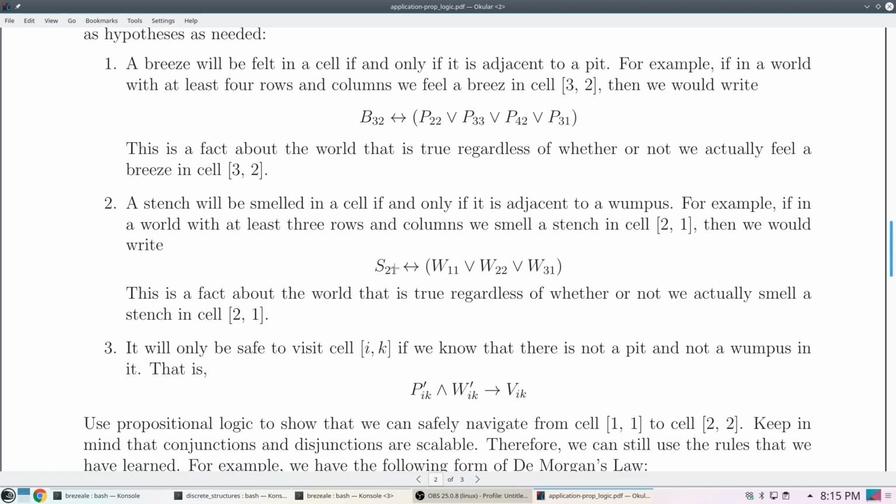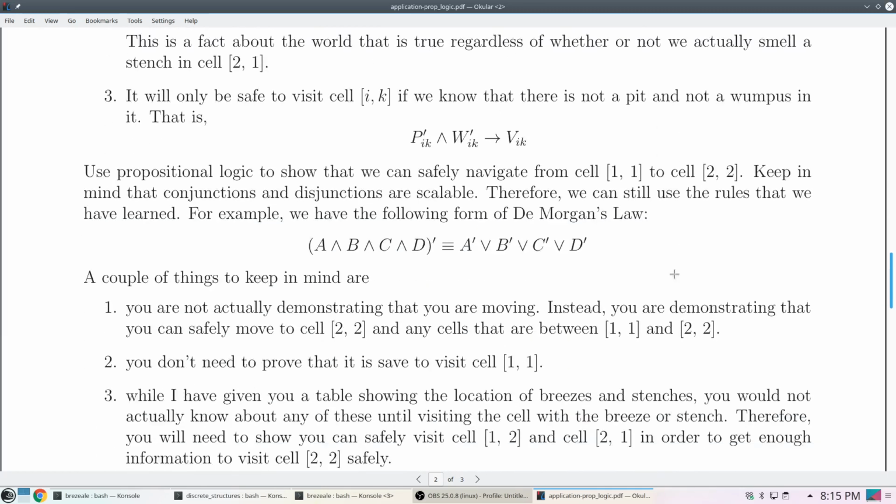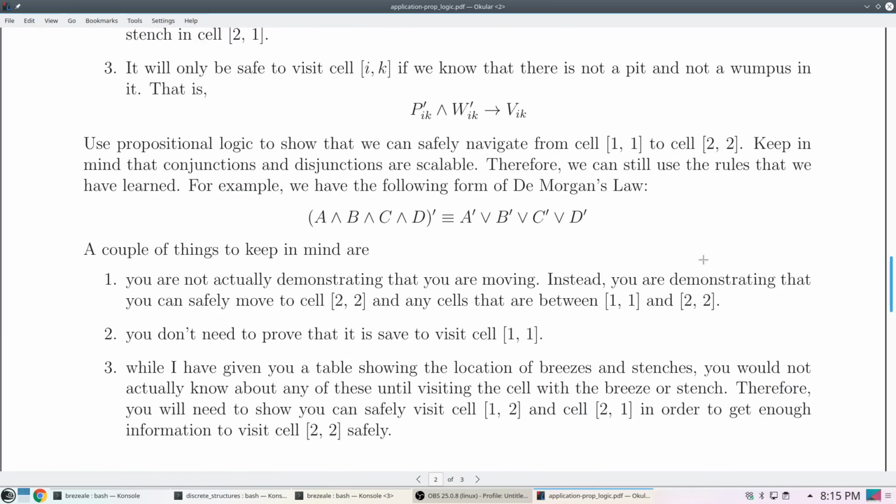And likewise for a stench, it's a biconditional, so there's a stench in 2-1 if and only if there's a wumpus in one of these 3 locations, and things like that. So I don't want to read all this to you. I'll let you read it, but I'll leave it on the screen for a moment. And then we'll go through some of the propositional logic rules to show how I can get to 2-2.